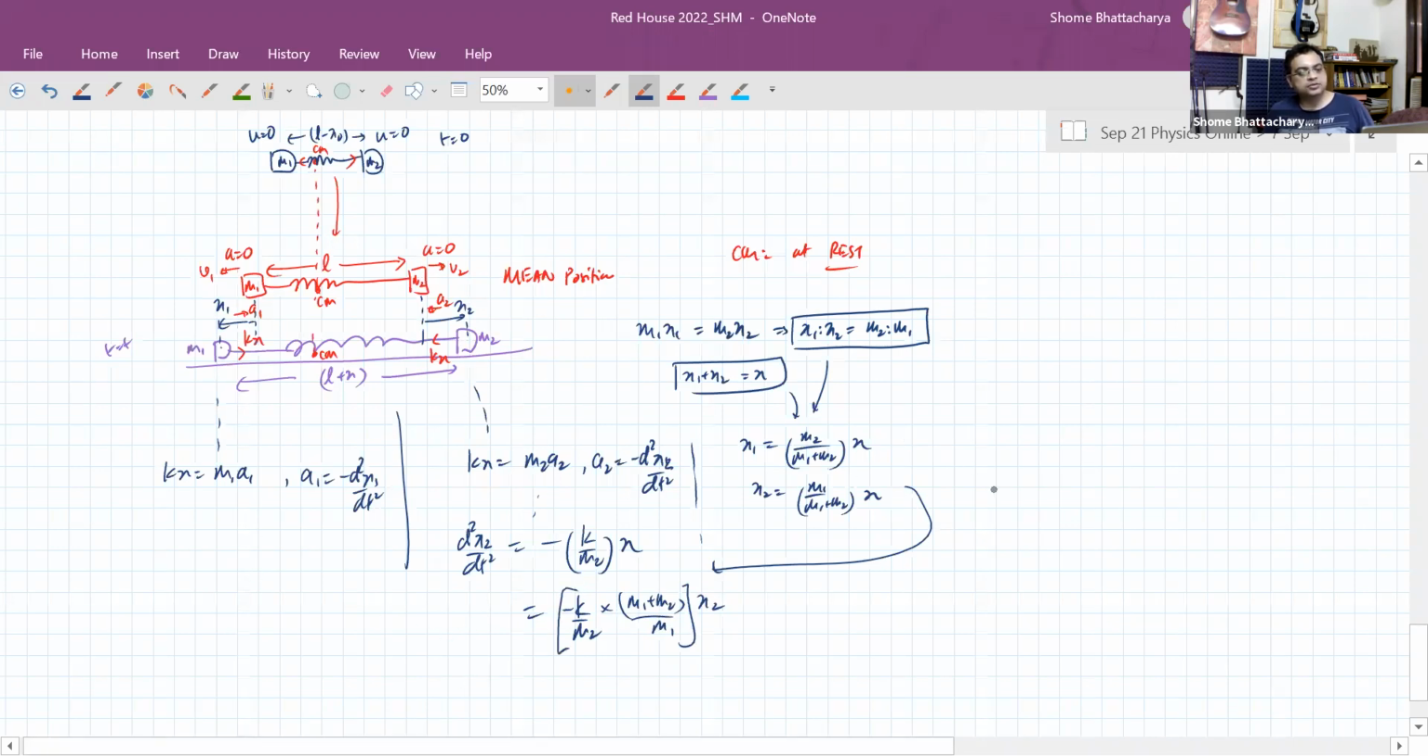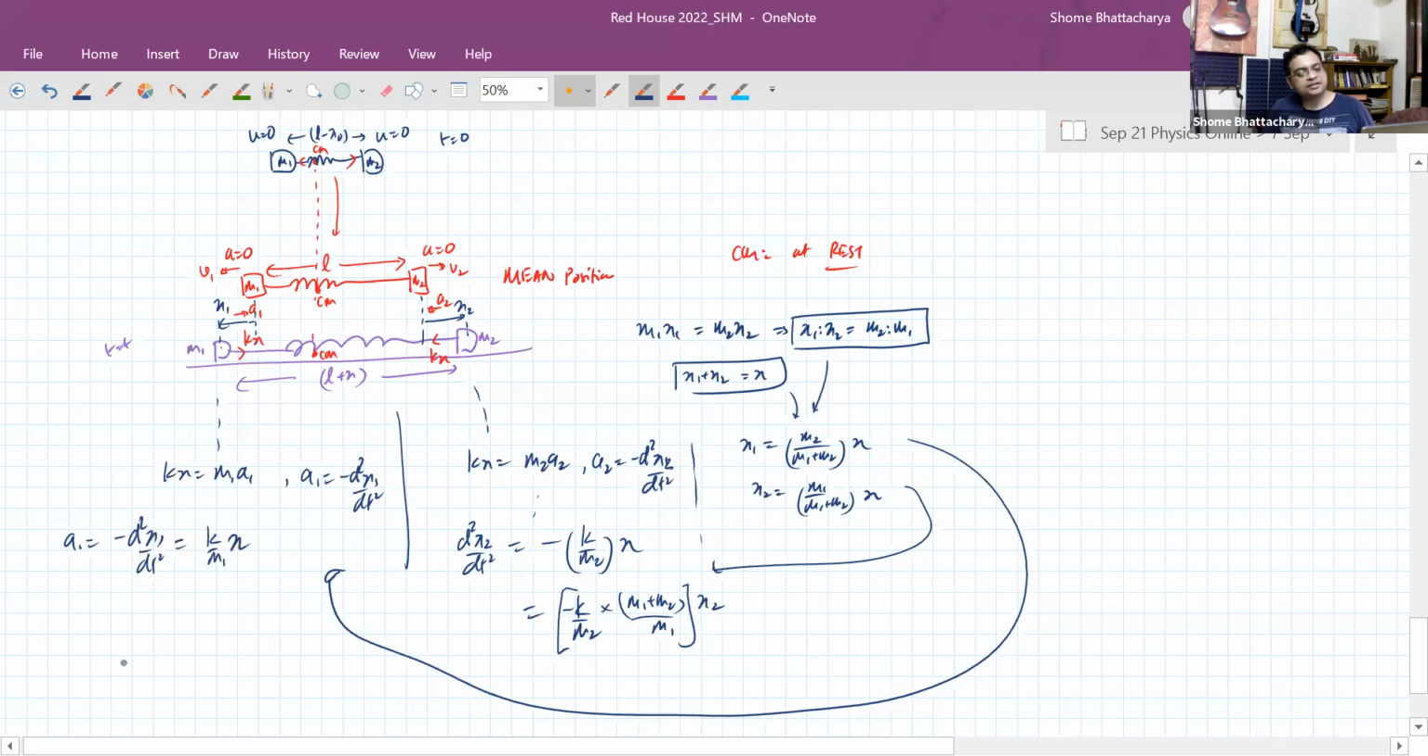And in the same way, substitute this one here. So you get that a1, which is minus d2x1 by dt square, is k by m1 x, and further x is that. So d2x1 by dt square is minus k by m1 into (m1 plus m2) by m2 x1. Okay. So both these equations are the same.